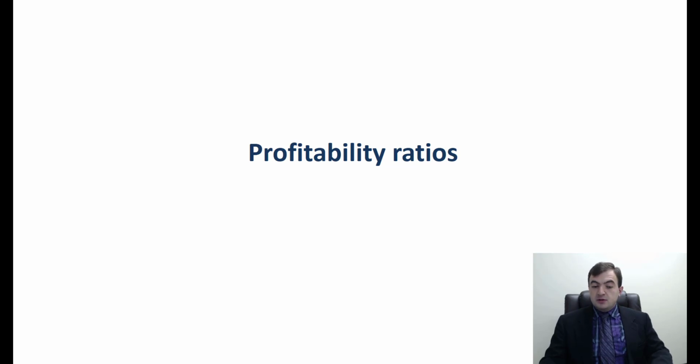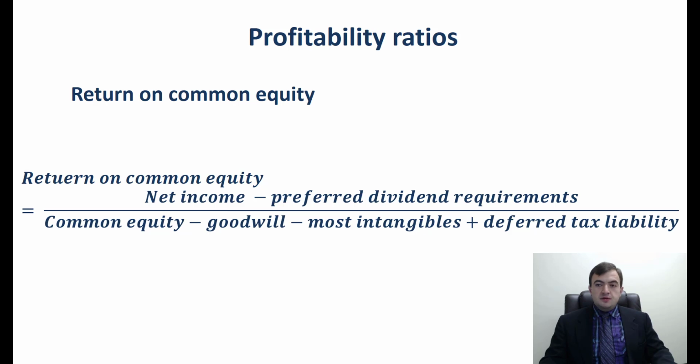The next family of ratios are profitability ratios, and let's discuss these ratios. The first ratio in this family is return on common equity. Return on common equity is equal to net income minus preferred dividend requirements, divided by common equity. Subtract from common equity goodwill, the intangible assets, and tax liability.